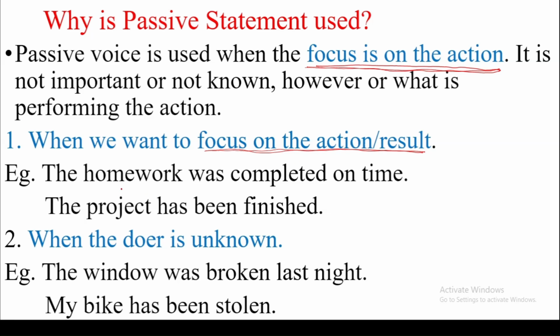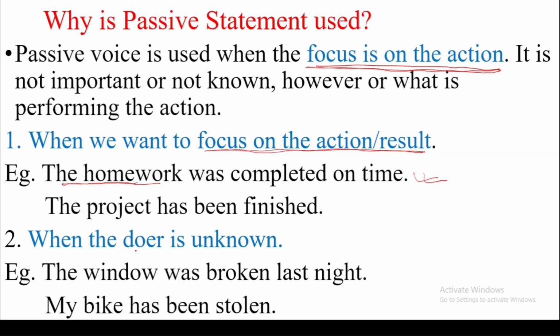look at this sentence. The homework was completed on time. It means we have given focus on the homework. It doesn't matter whose homework was completed on time. The doer is not important for us. So if the doer is not important for us, but we have to focus on the action, we use the passive.